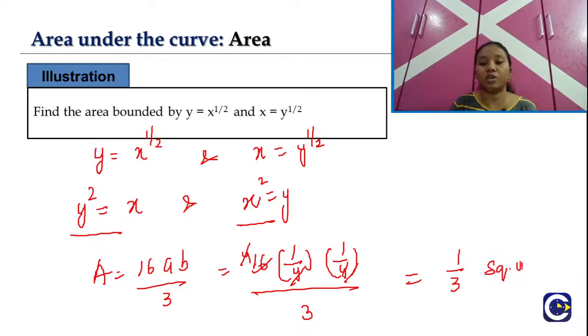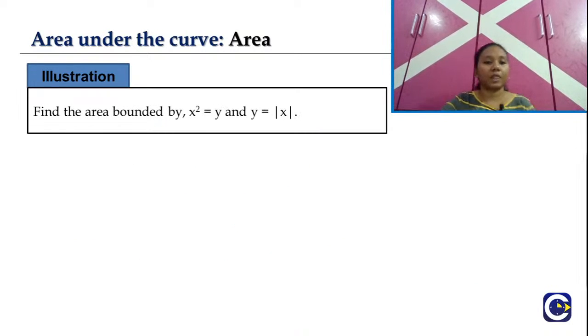So the area bounded by the given two curves, that is y equal to x power 1 by 2 and x equal to y power 1 by 2, is given by 1 by 3 square units. Right. So let's move on to the next one. So here comes the next question, guys. So it is an area bounded by a parabola and a line.